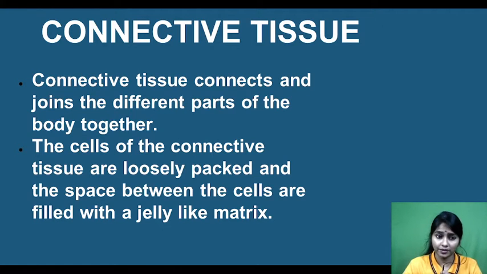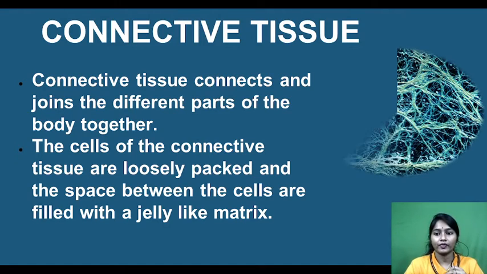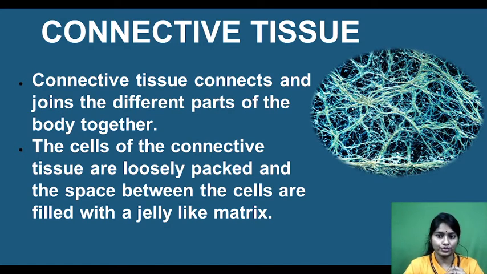The cells of the connective tissue are loosely packed and the space between the cells is filled with a jelly-like structure which is called matrix. So see, tissues means there may be different types of cells, right? The connective tissue has a number of cells which are loosely packed. It means they have some space in between them and the space is filled with a jelly-like structure which is called matrix, right? See, these are connective tissues.